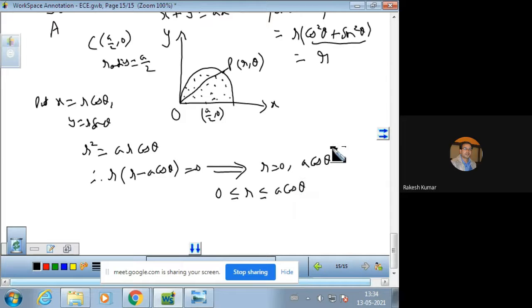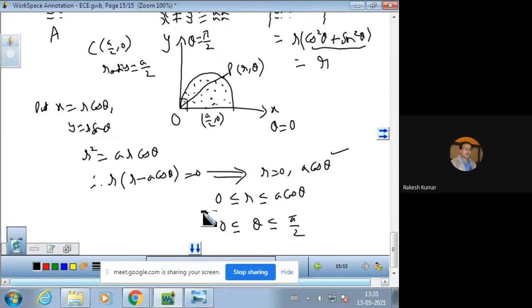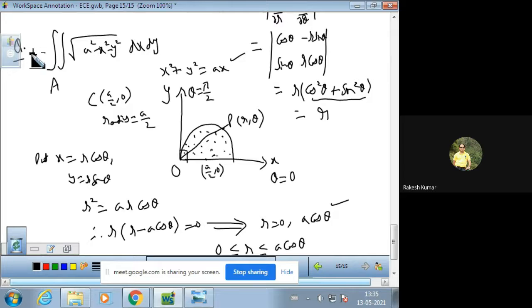R varies from 0 to a cos theta, and theta varies from 0 to pi by 2. It is clear that along the vertical axis theta is pi by 2, and along the horizontal theta is 0. This makes an angle of 90 degrees. So that is 0 to pi by 2. Now name it as capital I.